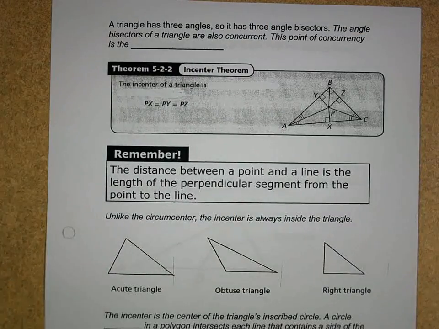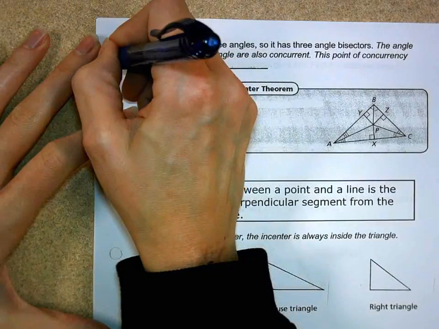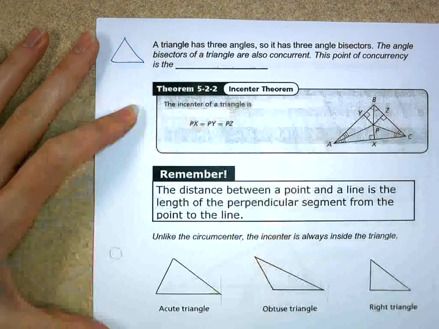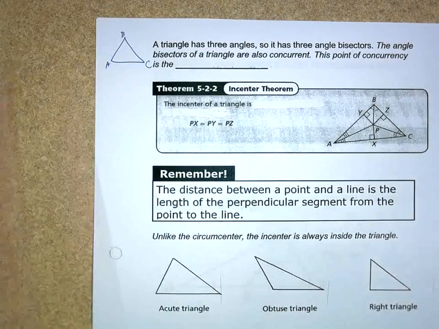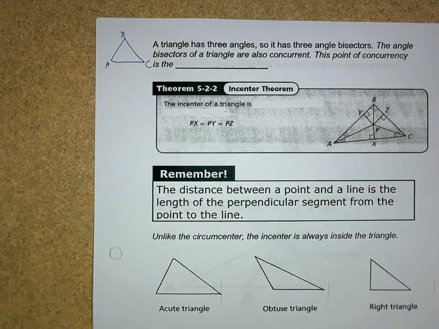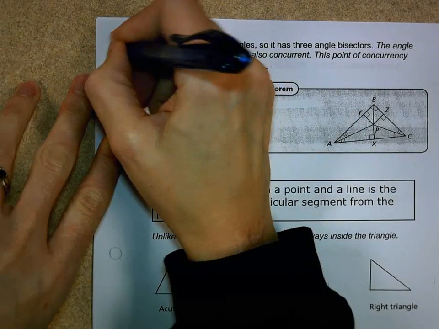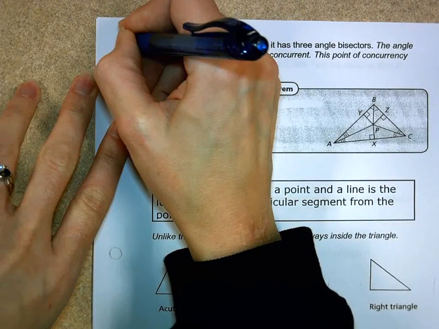All right, now let's do another common sense idea here. I'm going to do it on this side. If I have any type of triangle again, how many angles do I have? I have A, B, and C, right? How many angle bisectors should I have then? Oh yeah, I should have 3. I should be able to go and draw these in.